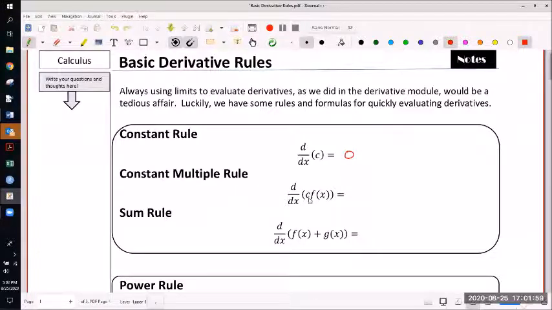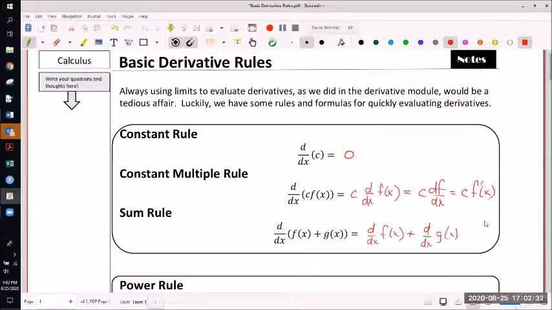The constant multiple rule says that if we have a constant times a function, we can pull that constant out in front of the derivative operator, so we get c df/dx. Or again, if you want to, you can use this notation, c f prime of x. The sum rule says that if we're taking the derivative of a sum of functions, we can break that up and just find the derivative of each function separately and then take the sum of those derivatives, like this.